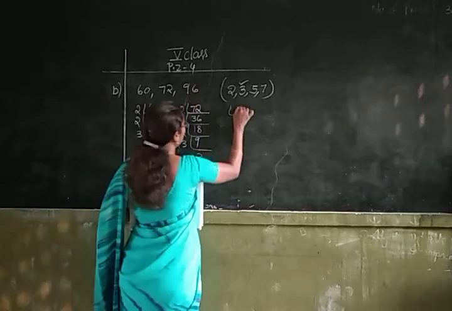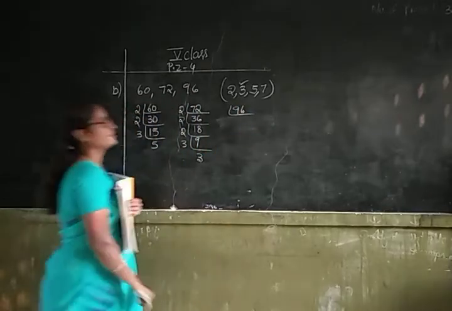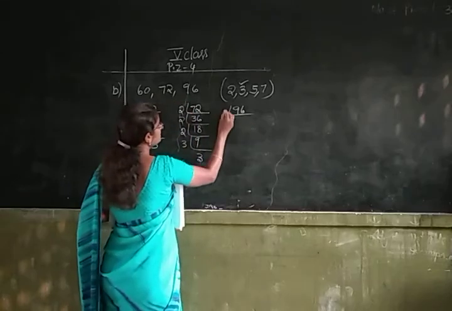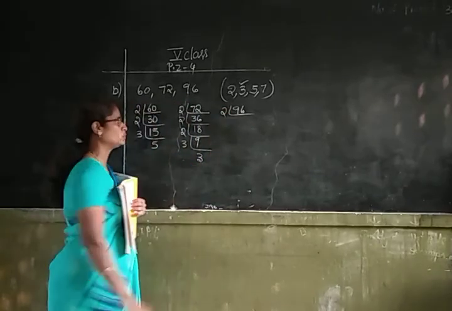Now let us find out the prime factors of 96. So 96 is an even number, so it will be in 2 table.